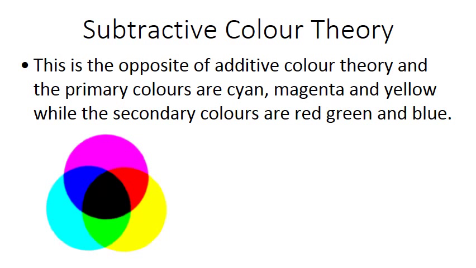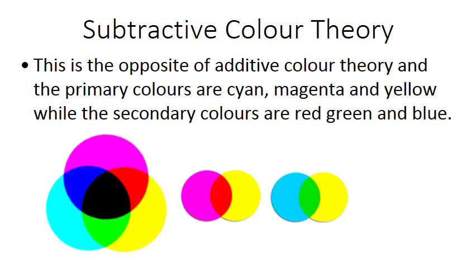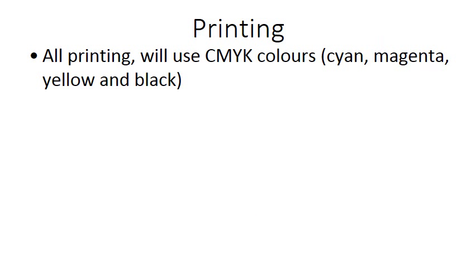So the subtractive color theory is the opposite of the additive color theory. The primary colors are cyan, magenta, and yellow, while the secondary colors are red, green, and blue. So here you can see if you take magenta and yellow and mix them together, you'll get red. If you take cyan and yellow together, you make green, and cyan and magenta together make blue. So if you are printing something, you will use the subtractive color theory.